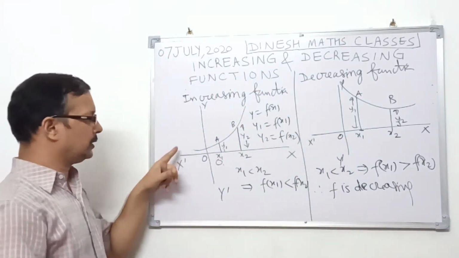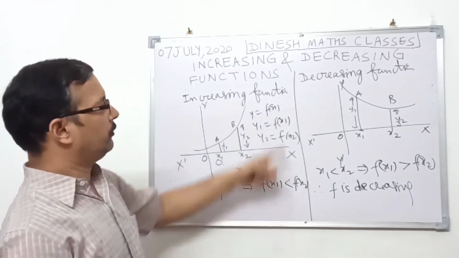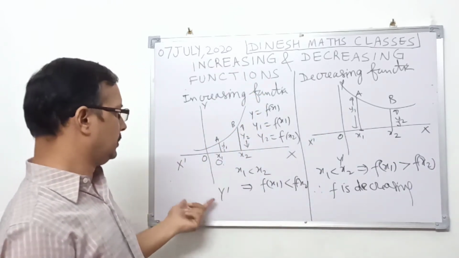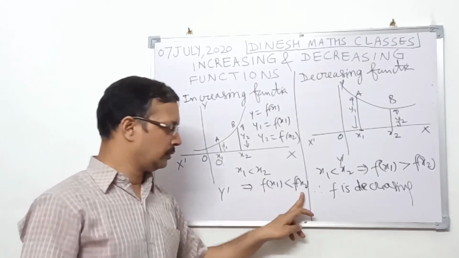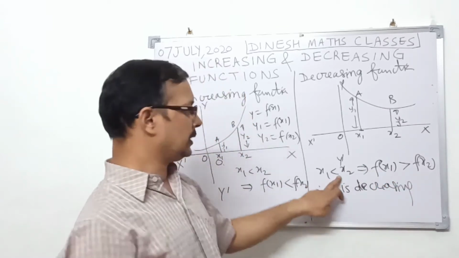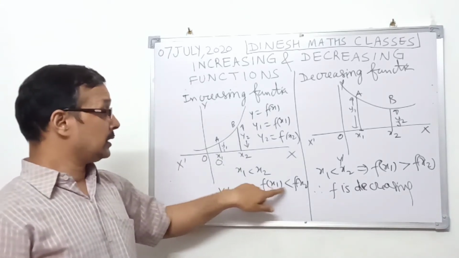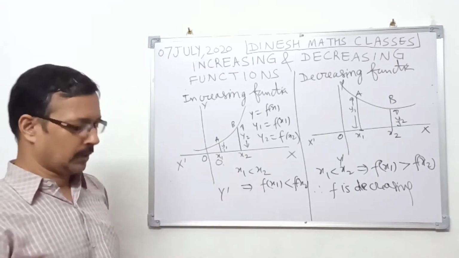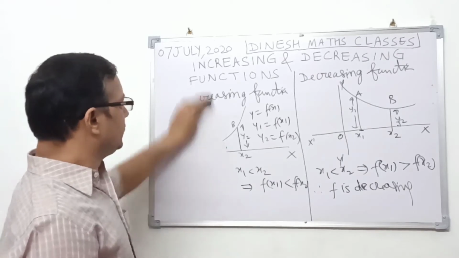So this is the basic difference between the two graphs. The graph of an increasing function moves upwards as you move from left to right, and the graph of a decreasing function moves downwards as you move from left to right. And the condition is, as you have already studied, that x1 less than x2 implies f(x1) less than f(x2) for increasing, and for decreasing x1 less than x2 implies f(x1) greater than f(x2). So if less than sign on this side, greater than sign on this side for a decreasing function, and if less than sign on this side, less than sign again on this side for an increasing function. And now there are some more points about increasing and decreasing functions.